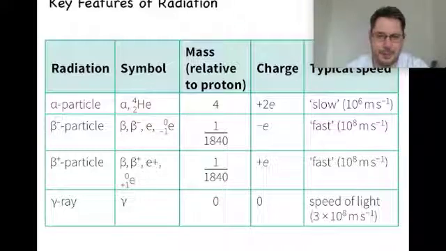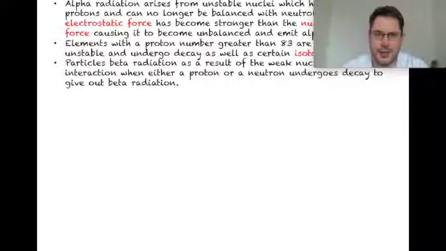Beta positive particle is exactly the same as an electron, but it's a positron. It's antimatter electron. So properties are the same, except opposite. Gamma ray, we know that that type of radiation is electromagnetic, so it travels at the speed of light. Okay, so some key issues here that we might want to consider.